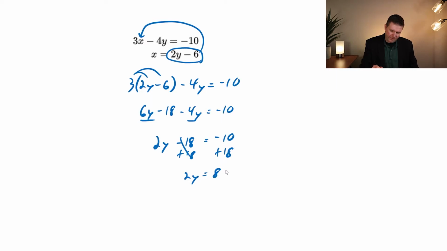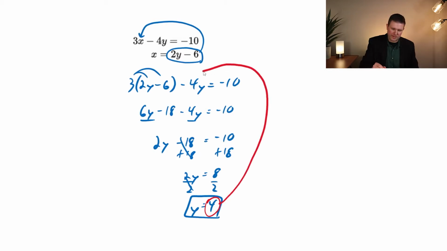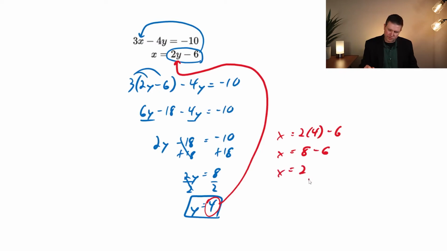2y is 8. Divide both sides by 2. Y is 4. Take the 4, plug it back into the easier of the 2 equations, which is always going to be the one with the variable isolated, if you have one, right? So plugging it in there, x equals 2 times 4 minus 6. X equals 8 minus 6. X equals 2. Expressed as a point, we've got (2, 4).